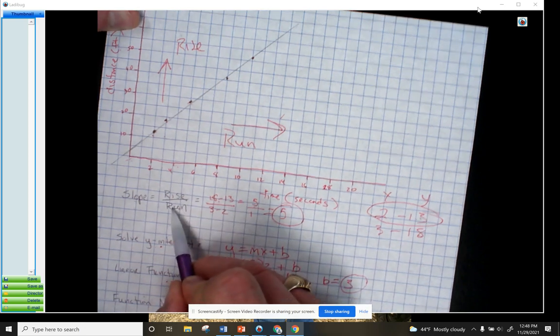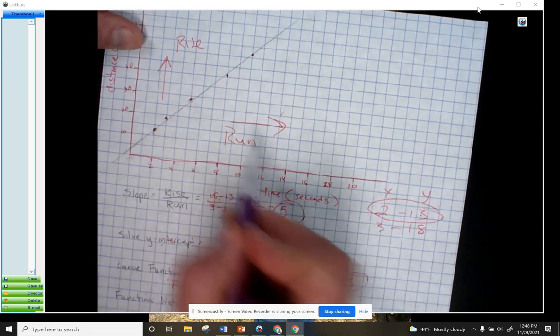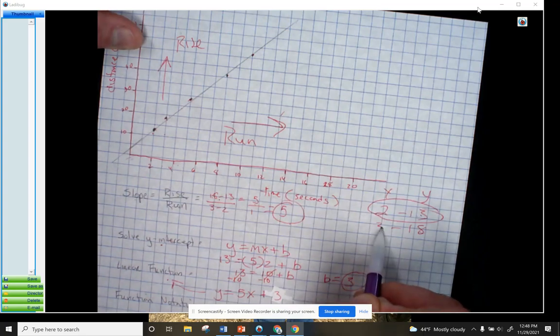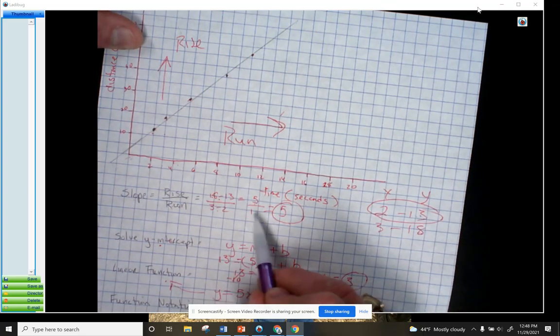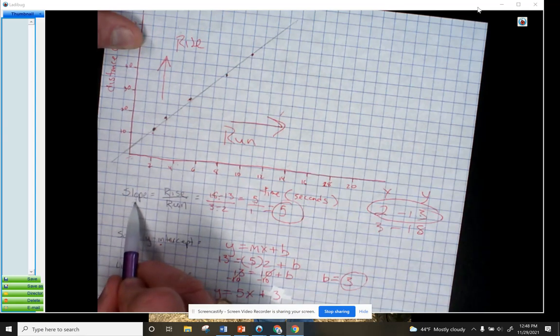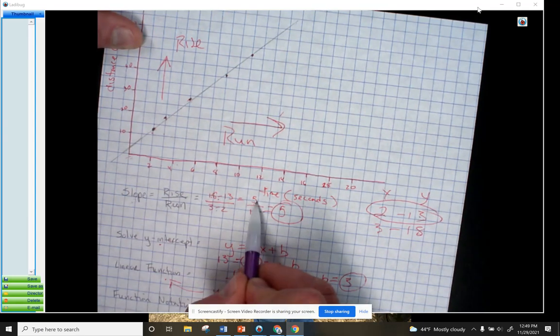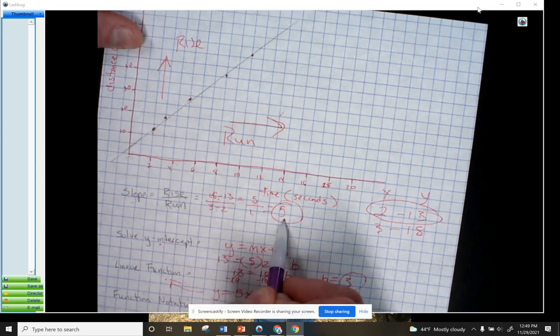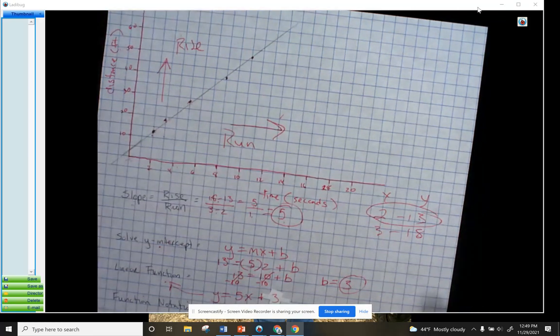For the run going to the right, it went from 2 to 3. So that went up a value of 1. 3 minus 2 equals 1. So your slope for this linear function is 5. 5 divided by 1 is 5. So we solved for the slope.